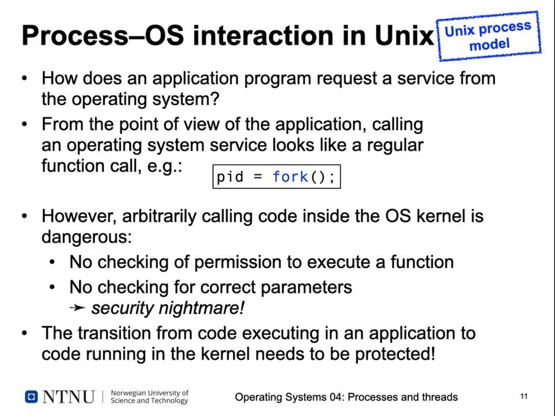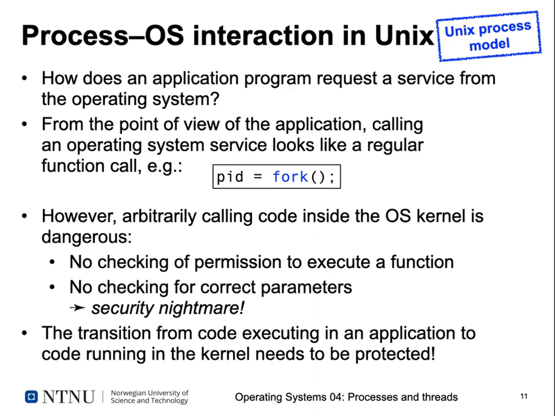If you're just writing C code from the point of view of your application, if you want to call an operating system service, that just looks like a regular function call. We usually print every system function here in blue, but of course, that's just for indication. So it looks like you would just call a regular function called fork. It doesn't get any parameter, and it returns some value which we store in a variable called PID.